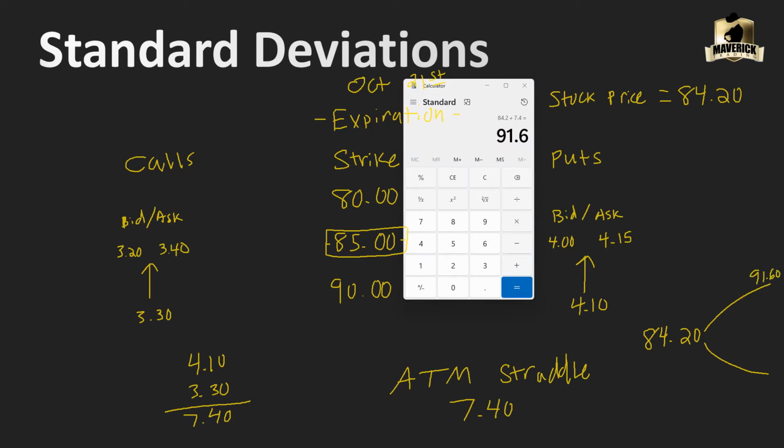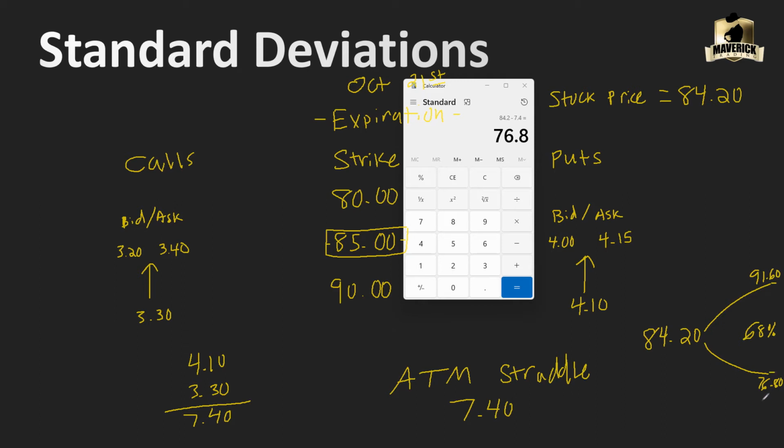And I would take the stock price and subtract that at-the-money straddle value. So 84.20 minus 7.40. See, I just went plus and minus that number. And now 76.80 is the bottom of the range. According to how the options are priced, this is your 68%, one standard deviation area. This is the range it should fall in 68% of the time.